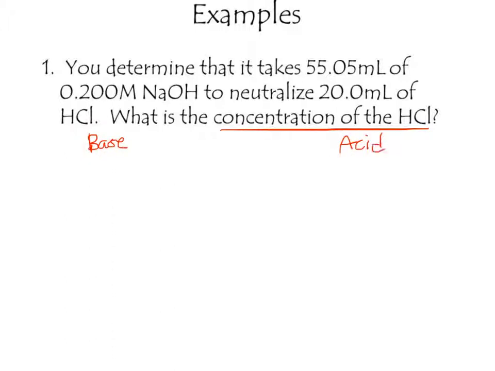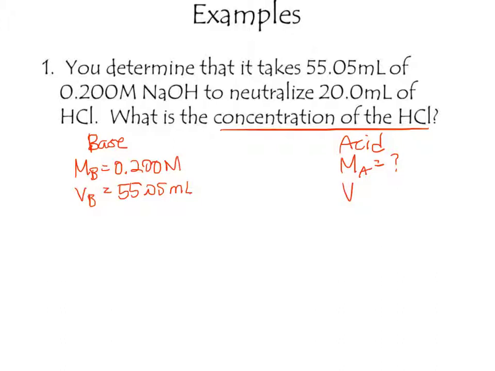Let's write the concentration of our base, and that is 0.200 molar, and the volume of our base is 55.05 mL. We don't know the concentration of our acid. This is what we're looking for, but we do know the volume we titrated, and that was 20.0 milliliters.